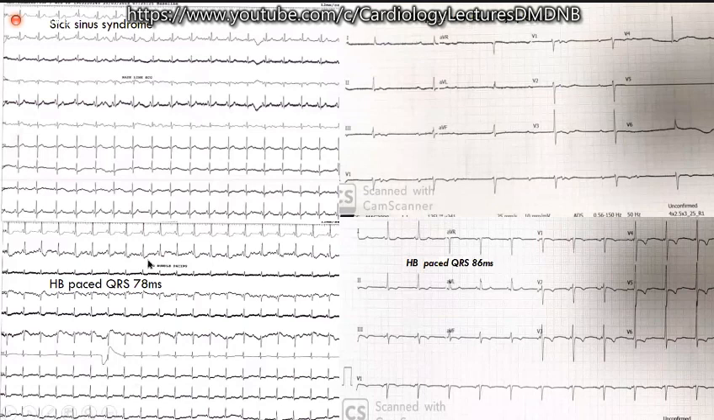This is another patient with AV block who underwent conduction system pacing, His Bundle pacing precisely, and you can see how narrow the QRS is. The paced QRS looks just similar to the native conduction QRS, and the paced QRS duration is 86 milliseconds. This is how narrow and sleek the conduction system pacing QRS looks.